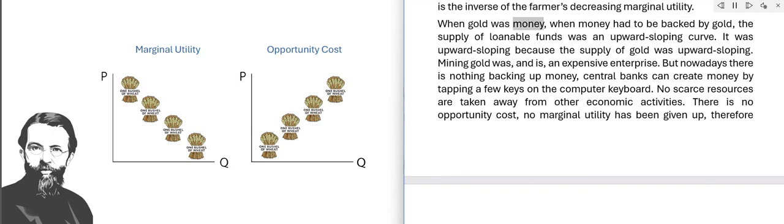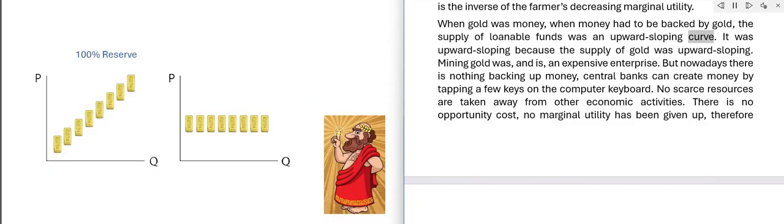When gold was money, when money had to be backed by gold, the supply of loanable funds was an upward sloping curve. It was upward sloping because the supply of gold was upward sloping. Mining gold was, and is, an expensive enterprise. But nowadays there is nothing backing up money. Central banks can create money by tapping a few keys on the computer keyboard. No scarce resources are taken away from other economic activities.